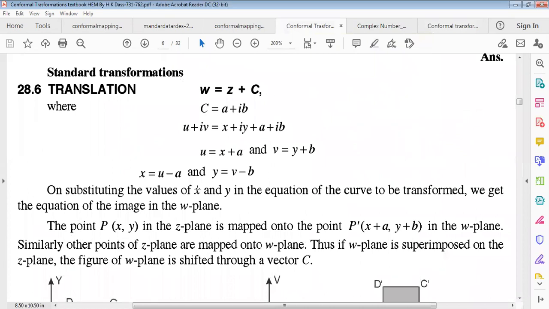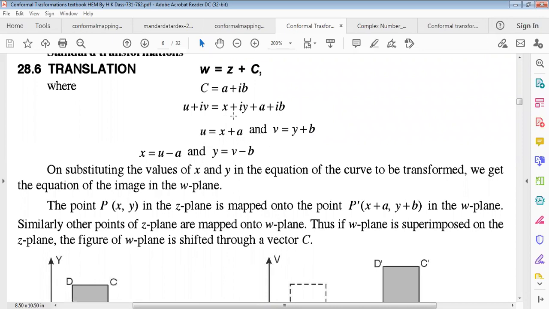Now, what is translation? Theoretically, translation is w equals z plus c. This is the definition, and c is a complex number a plus ib, any complex number. In the w plane, u plus iv equals x plus iy plus a plus ib. That means u equals x plus a and v equals y plus b, just equating on both sides.